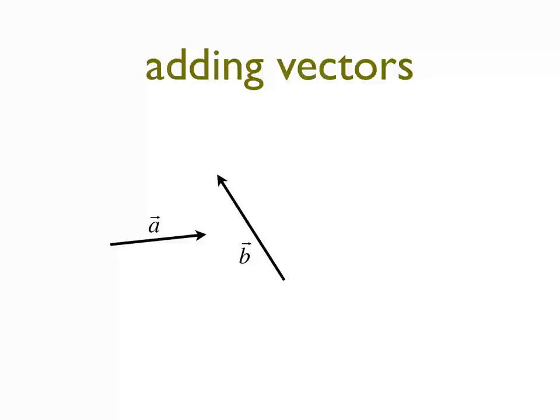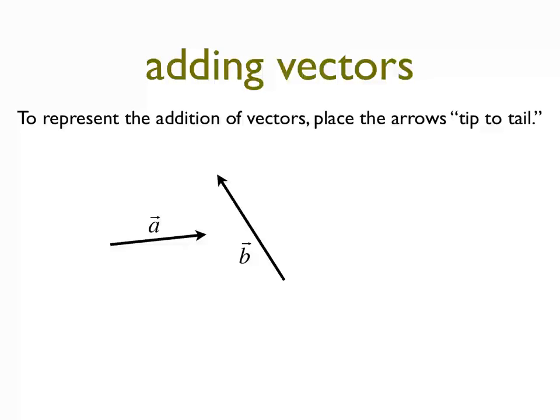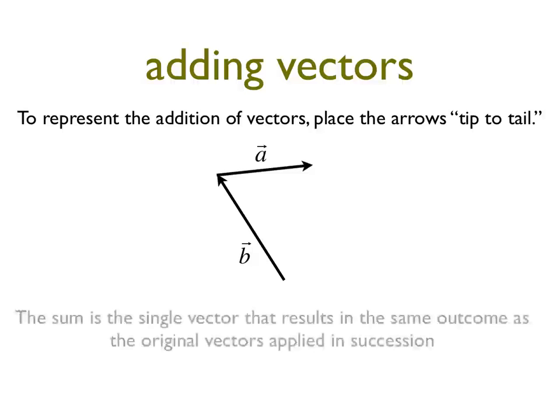So what about adding? Here are 2 vectors. How do we add, and what does it mean to add vectors? Since we can move them, we move one so that they're tip to tail. Moving it doesn't change the vector. What I'm showing here is adding A, starting at the tail of B. The sum, a single vector, results in the same outcome as applying the two vectors in succession.